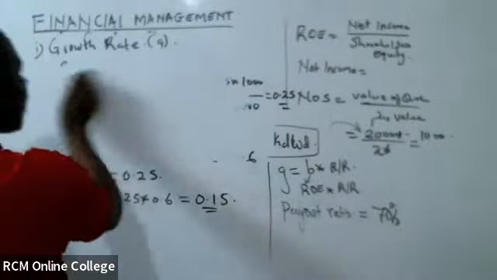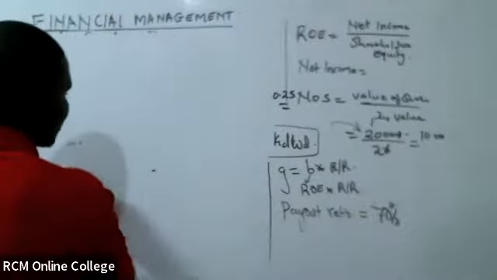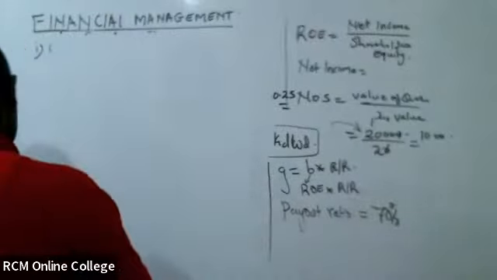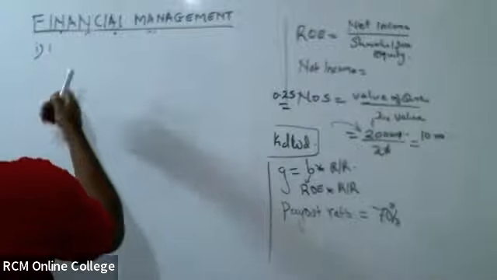Having gotten our growth, we can move to Roman number 2. For Roman number 2, they want us to get the component cost of ordinary share capital.